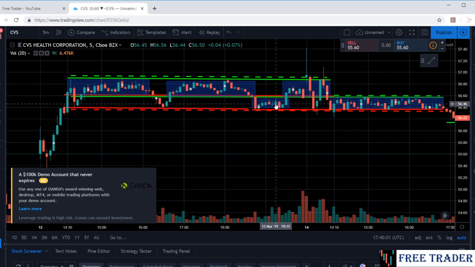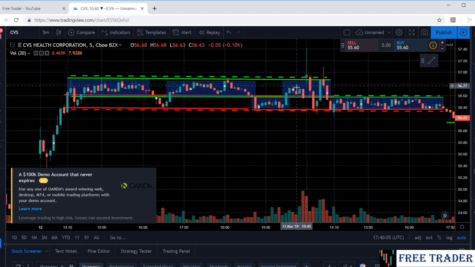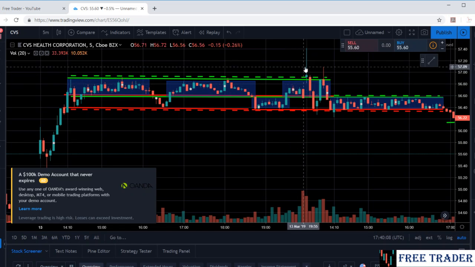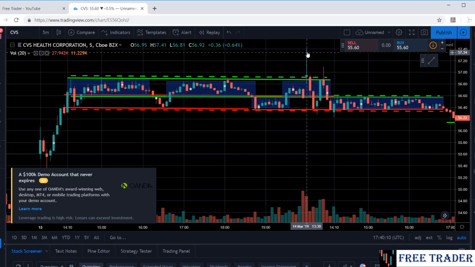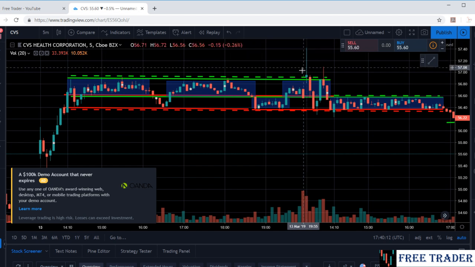Look at the support. Look at how this stock is respecting that support. Then it gets back into the previous range. So see what happened. It got a quick volatility spike, then it gets out. This is what makes you money in the stock market.